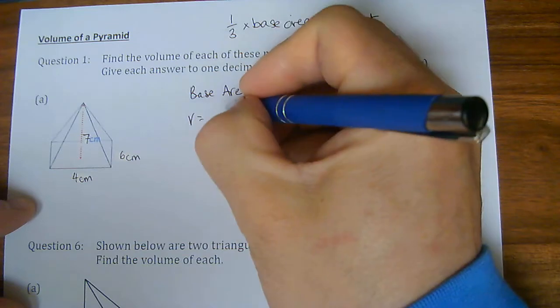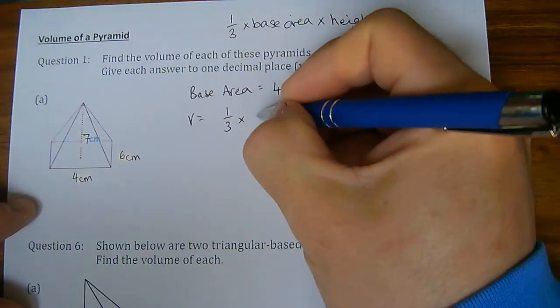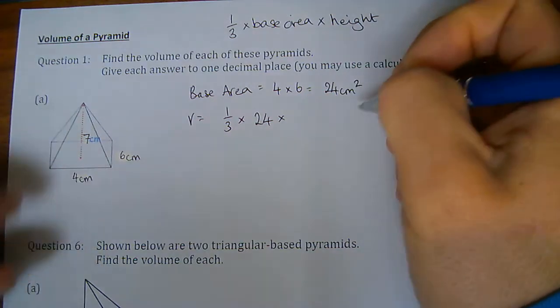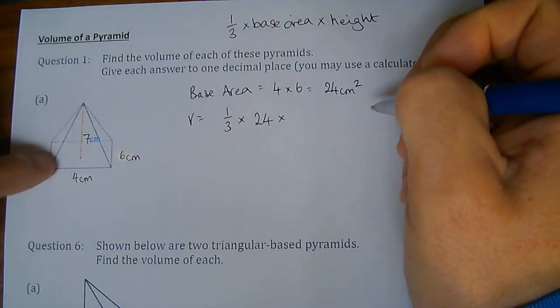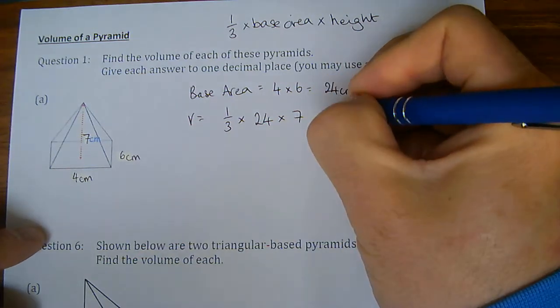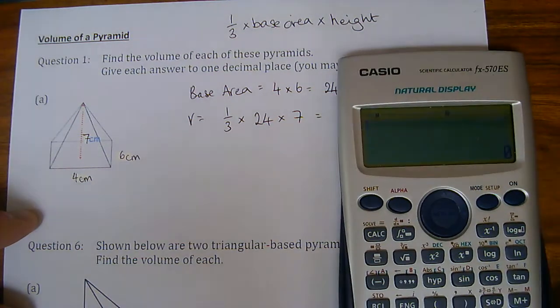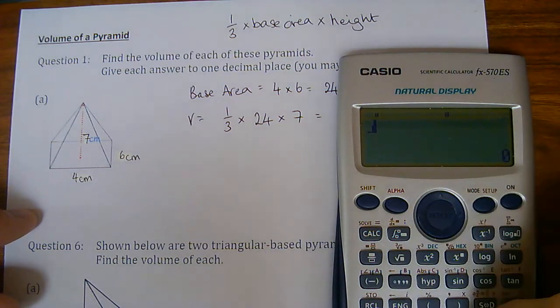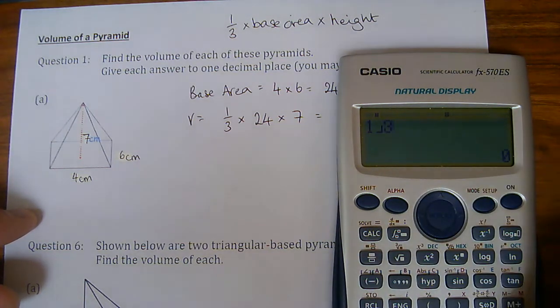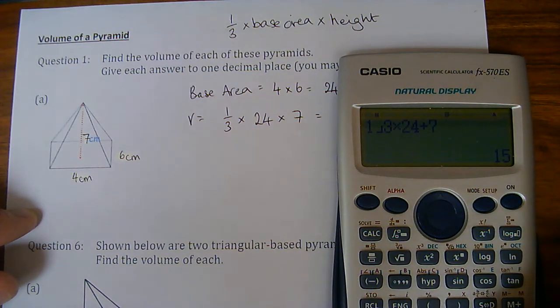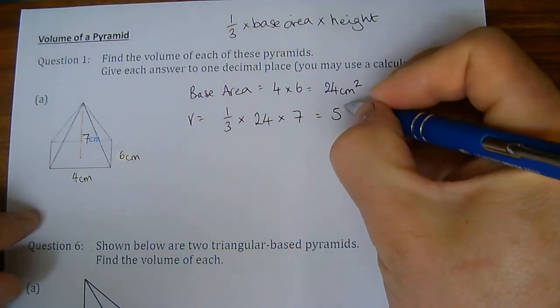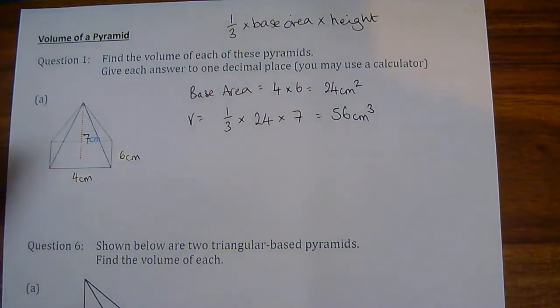My volume then is 1/3 times by that base area from over here, times by the height of my shape, which is the height straight up. There's quite often numbers on these diagonals to try and confuse you, but in this case that's 7. I can get to my calculator. I'm going to need to use the fraction button. So on my calculator I've got to do 1 fraction 3 times by 24 times 7, which gives me an answer of 56. Now because it's a volume this time, don't forget my units will be centimeters cubed. So nice and simple, nice and straightforward.